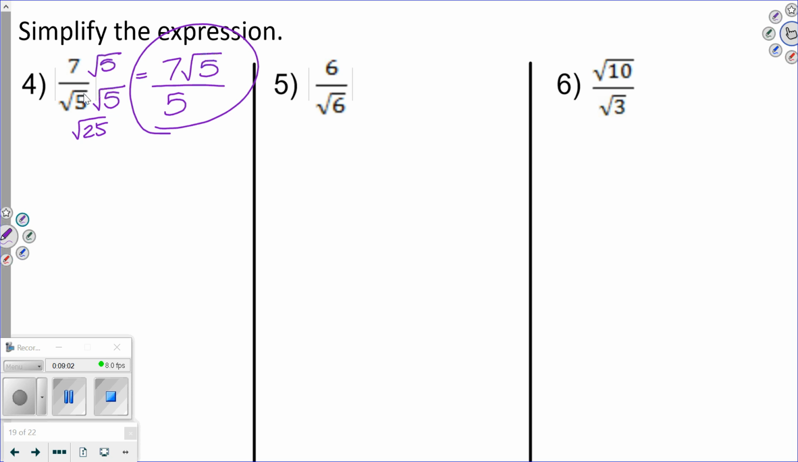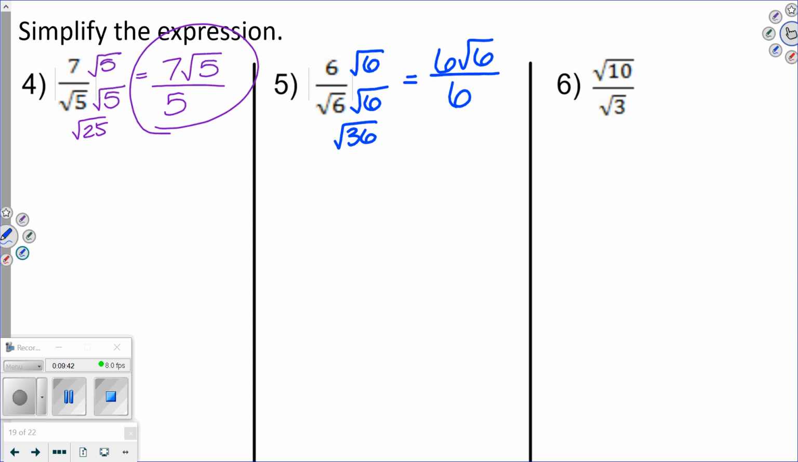All right, number 5. 6 over radical 6. All right, can I do a factor tree on the 6 and get any pairs? No, 6 is just 2 and 3, so there's no pairs there. All right, but we can't leave a radical on the bottom. So we'll multiply top and bottom by radical 6. Whatever that radical is, that's what we multiply by. All right, so on the top, 6 times radical 6. 6 radical 6. On the bottom, radical 6 times radical 6 is radical 36, which is just 6.